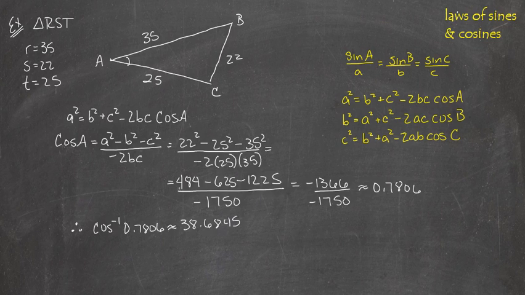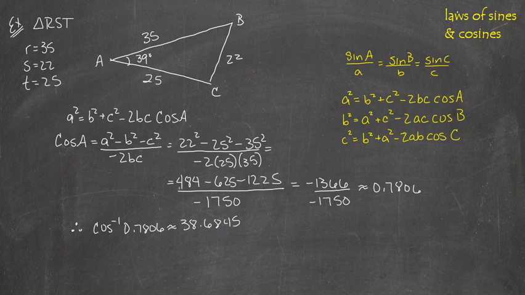So this is just pluggy-chuggy math. I did it on the calculator. If you want to pause the video and see what I did, I just plugged it in and chugged away. In the end, I had the inverse cos of the value I got equals 38.6845. We were told to round to the nearest degree in this problem, and so I can say that for angle A, I'm looking at 39 degrees.